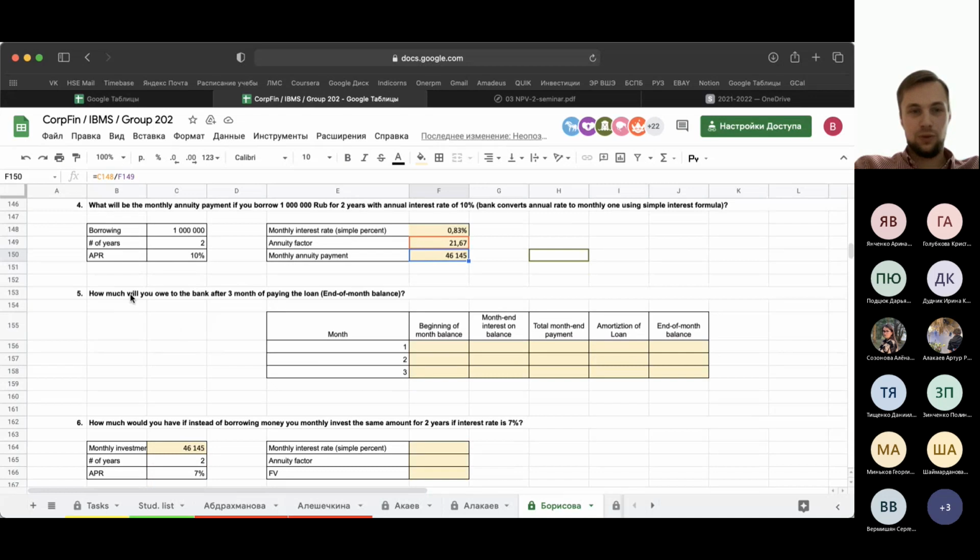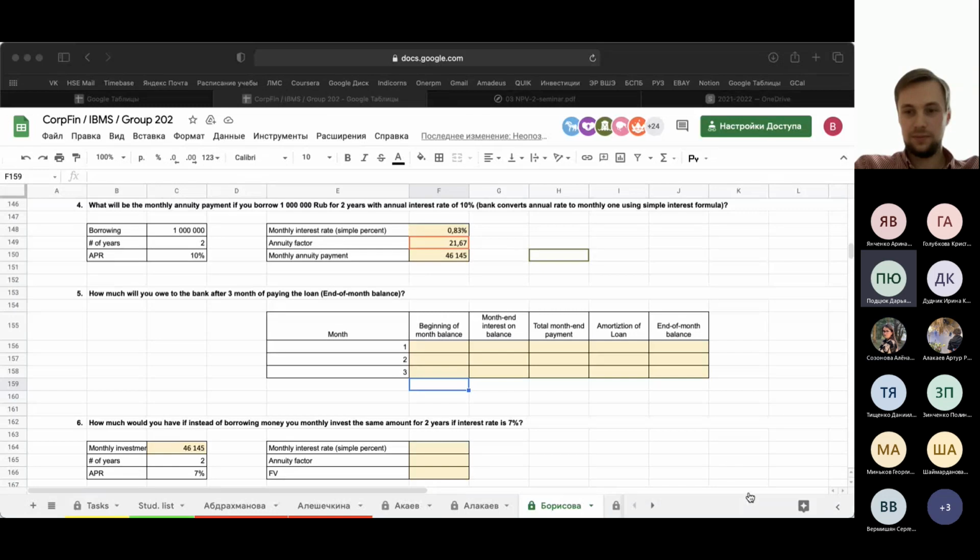So how much will you owe to the bank after 3 months of such payments? I have prepared a table which Viktor Valerievich has shown you on the lecture. So you can repeat what he has done on the lecture, but only for 3 months. Okay, so I will be silent for some minutes and then let's discuss.